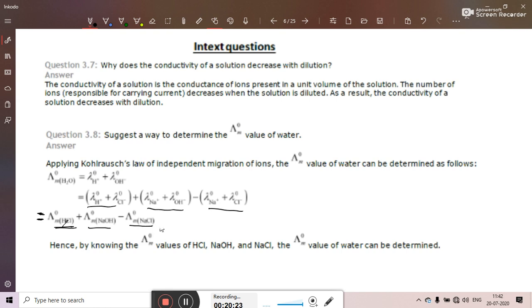Now by knowing the lambda naught values of HCl, NaOH and NaCl, from the graph of the strong electrolytes, that is HCl, NaOH and NaCl, we will be able to find out lambda naught m values, and then we will put these three values over here, and in that way finally you will get the answer of lambda naught of water. So the lambda naught of water can be determined.